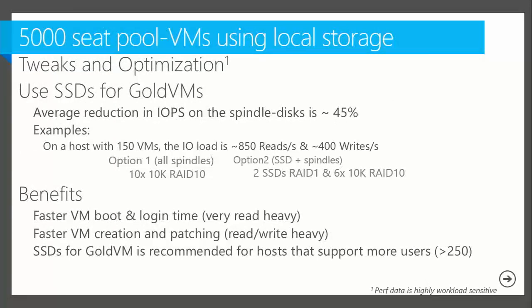Tweaks and optimizations. If you replace 2 of those disks, in the array of 10 disks, with SSDs, you'll get a significant boost, because the usage of the SSDs will reduce load on the spindles by about 45%. So you can have fewer spindles if you use an SSD for a gold VM. And our configuration allows you to specify where the gold VM goes on the SSDs versus where the pool VMs are deposited, which will be on the spindle disk.